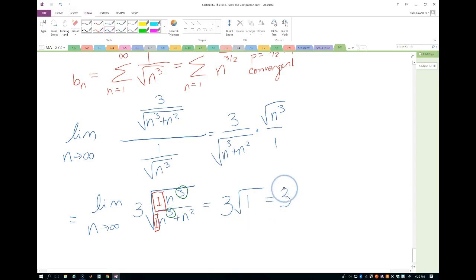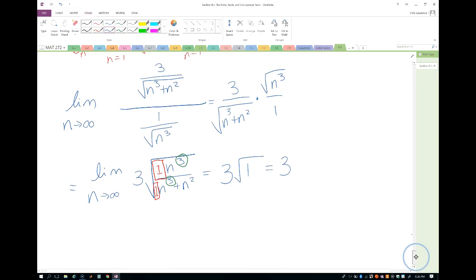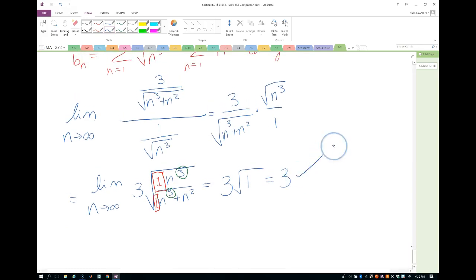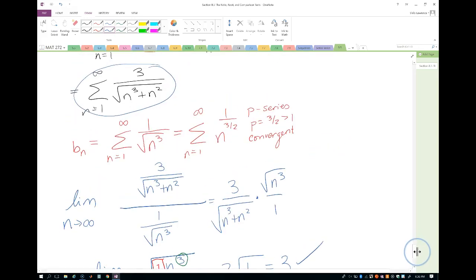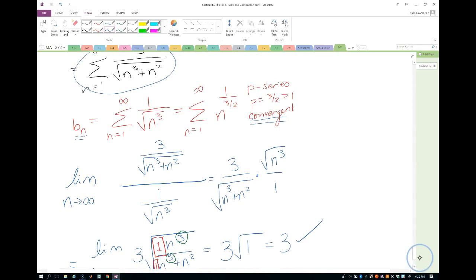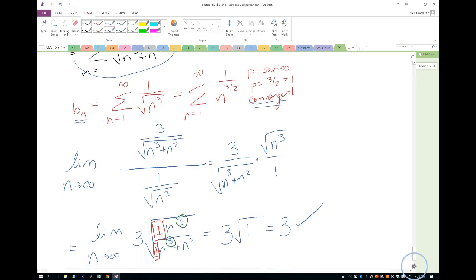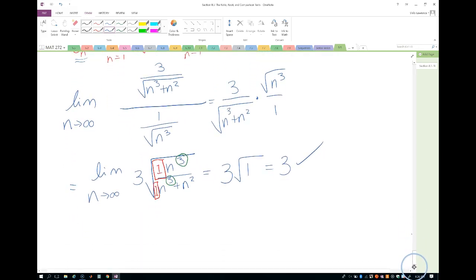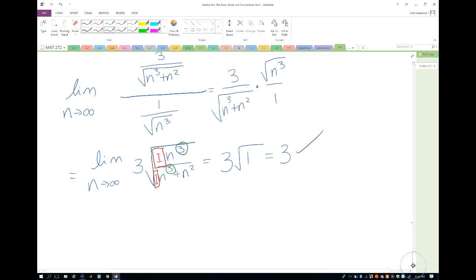So we got a finite number answer, something between 0 and infinity, that's not equal to 0 or infinity. And what that means is whatever b sub n is doing, we're guaranteed that our a sub n is going to do the same thing. So since b sub n was a fairly simple convergent p-series, this limit now proves that our original series a sub n is also convergent.